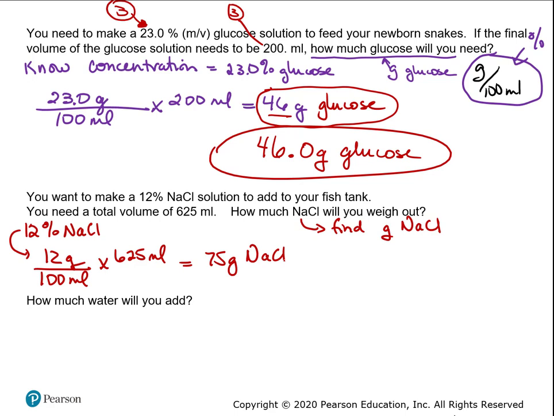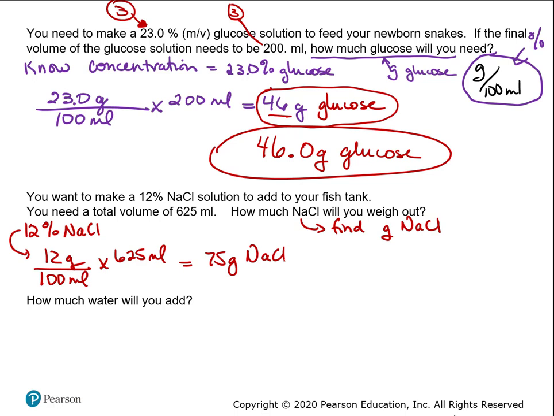Do I need to round? Now you have to look at the numbers at the top. 12% has how many significant figures? 2. 625 has 3. So that means my answer should only have 2. So am I good?